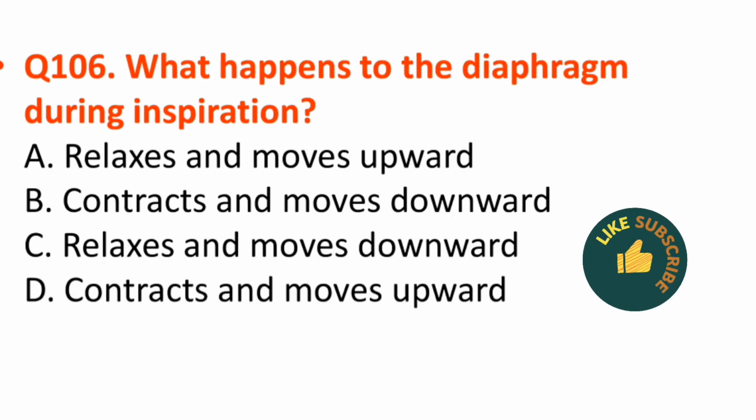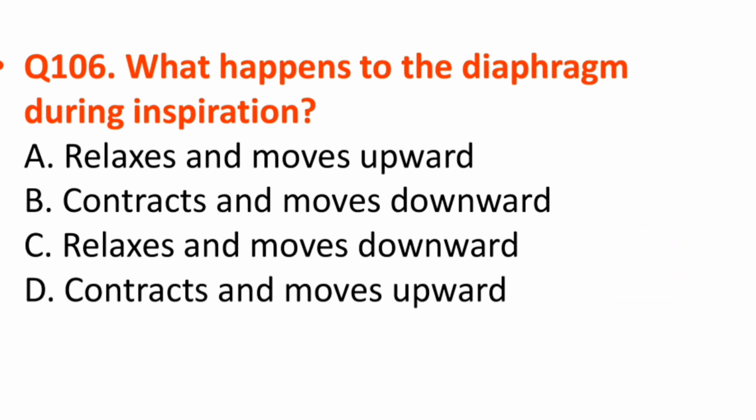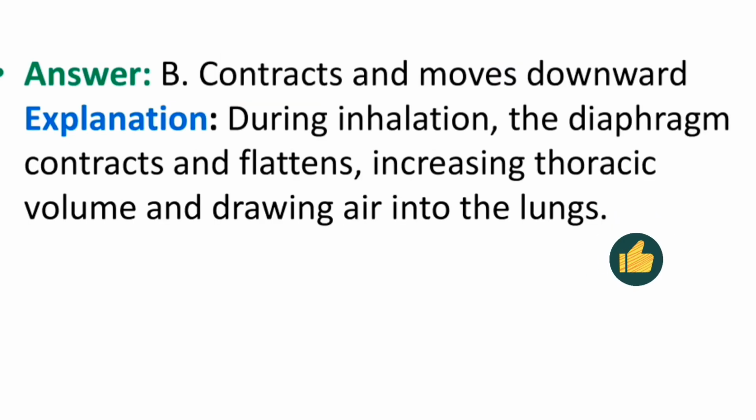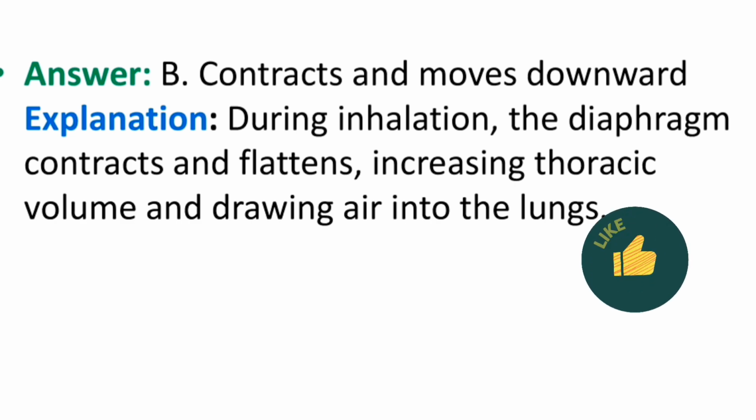Next question. What happens to the diaphragm during inspiration? Option A relaxes and moves upward. Option B contracts and moves downward. Option C relaxes and moves downward. Option D contracts and moves upward. The correct answer is option B contracts and moves downward. During inhalation, the diaphragm contracts and flattens, increasing thoracic volume and drawing air into the lungs.